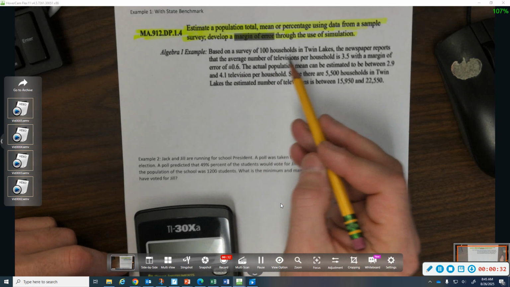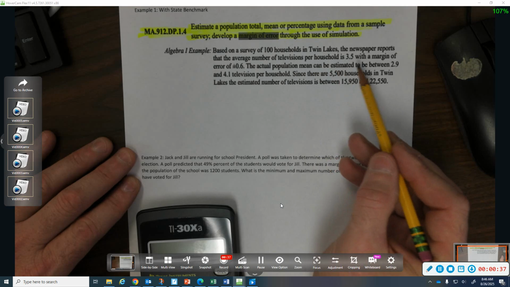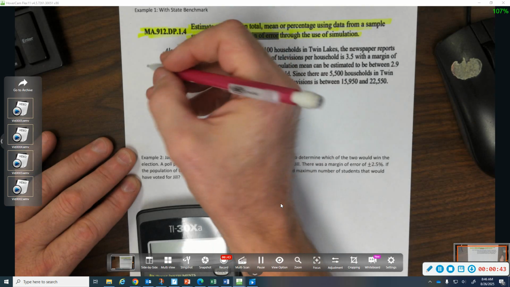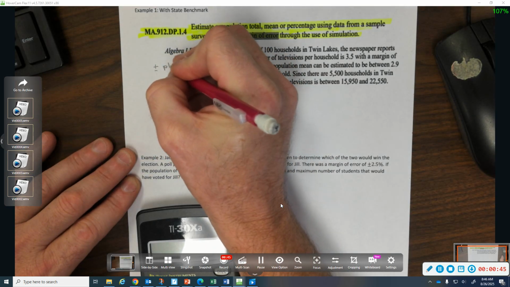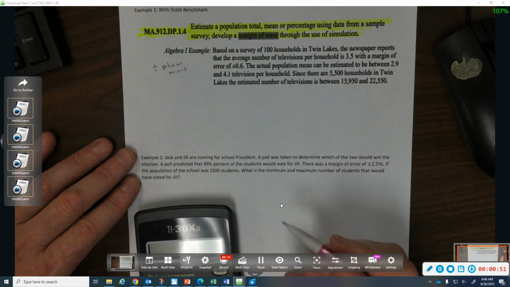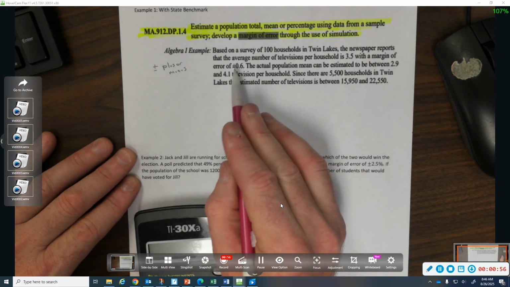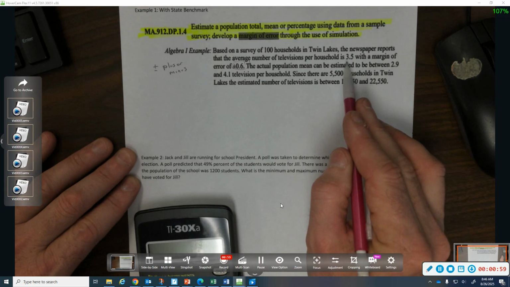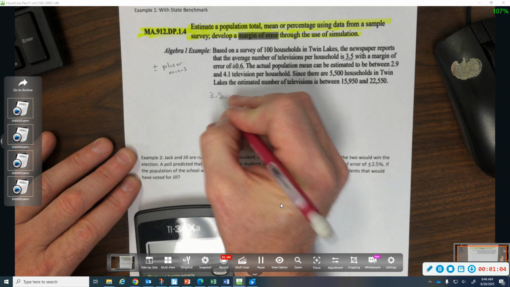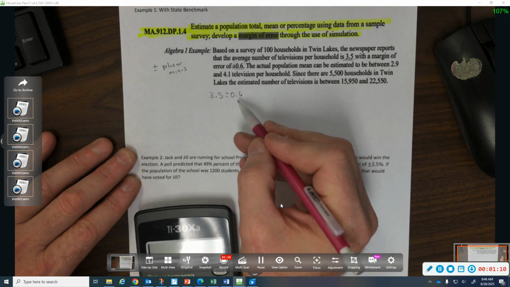Based on a survey of 100 households in Twin Lakes, the newspaper reports that the average number of televisions per household is 3.5 with a margin of error of plus or minus 0.6. So let's just understand that this symbol right here means plus or minus. It's two operations at once, high end, low end. So it's finding the minimum and the maximum potential for the actual population. And this is our value we are talking about. Therefore, we have 3.5 televisions per household with a plus or minus 0.6 margin of error.